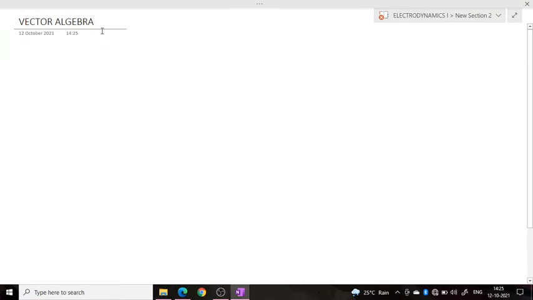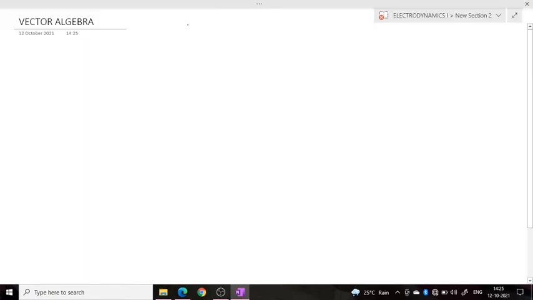So, hello students, we'll be starting our vector algebra chapter. First, we define what vectors are. Vectors are those physical quantities which have both magnitude and direction. Some examples: velocity, acceleration, displacement, force, etc.